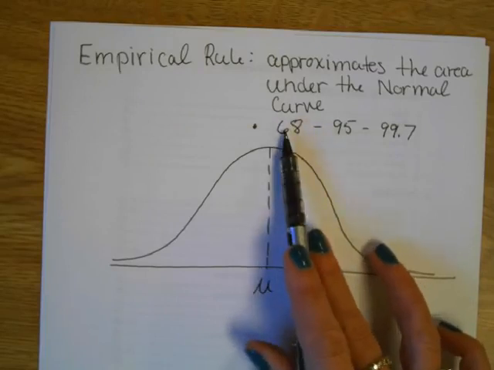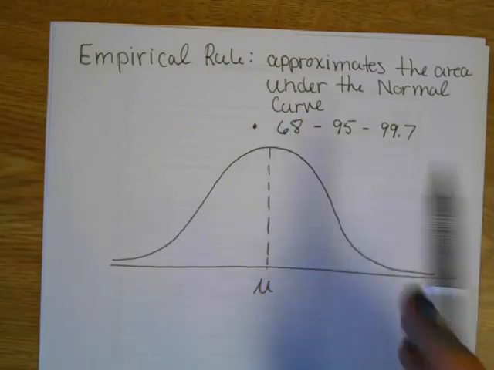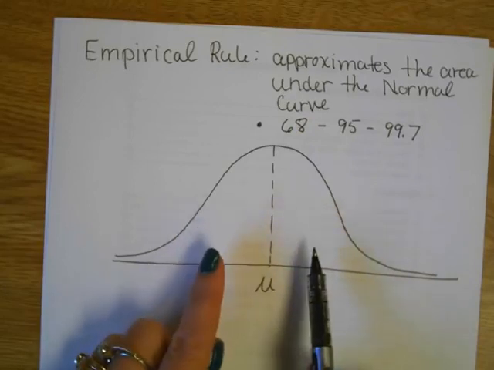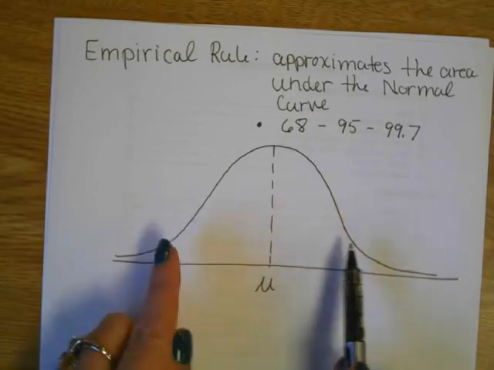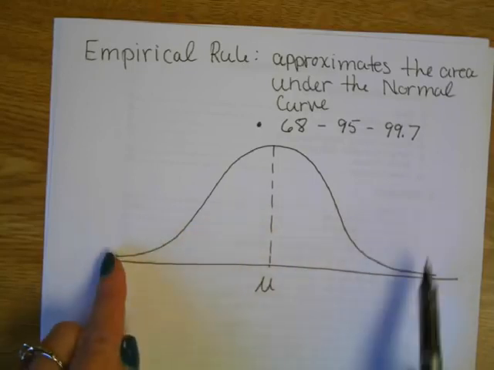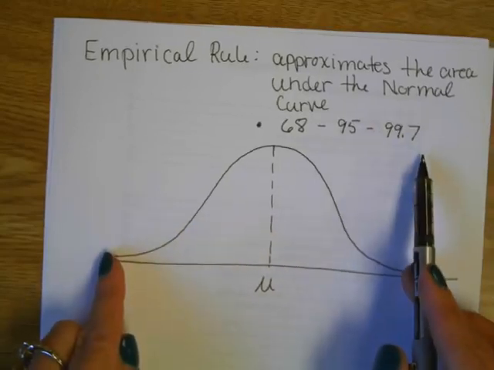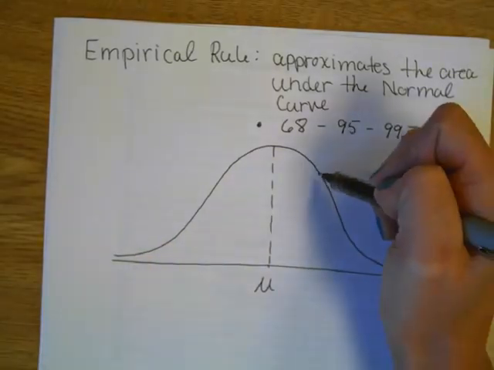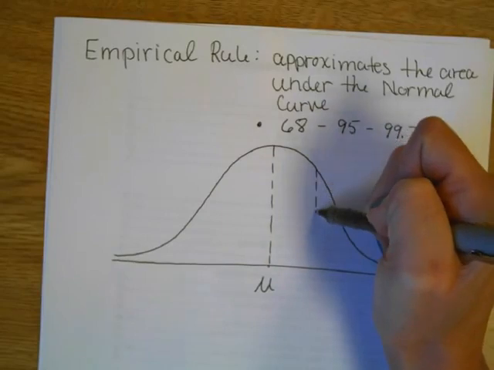So what this 68 means is if I move one standard deviation away from the mean, that's above and below, 68% of my data is going to fall in that chunk. If I go out 2 standard deviations, 95% of my data. And then 3 standard deviations, 99.7% of my data is going to fall in between those two values. So the way it works is we chunk it up.